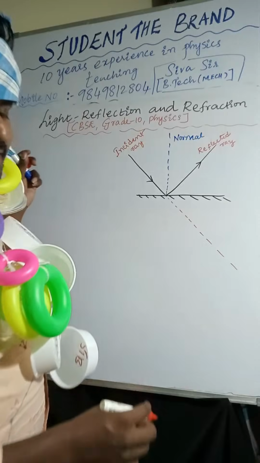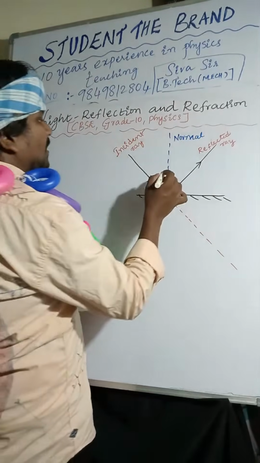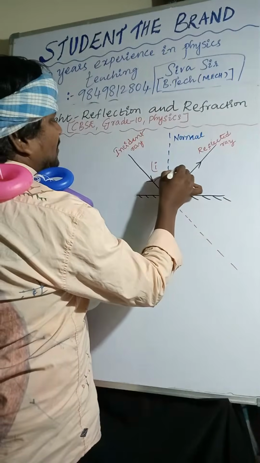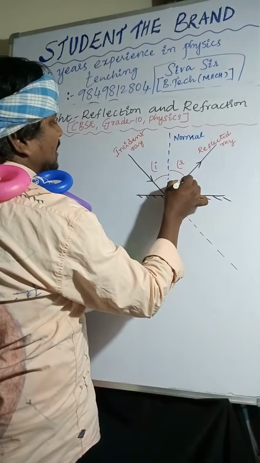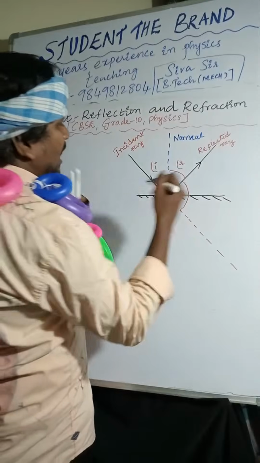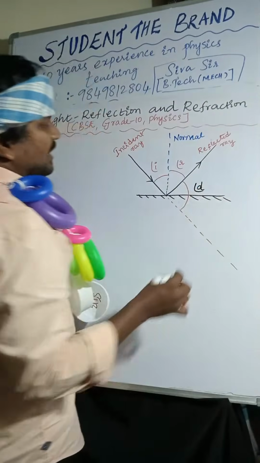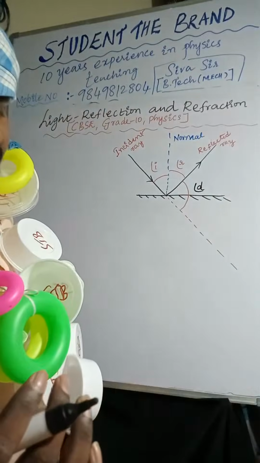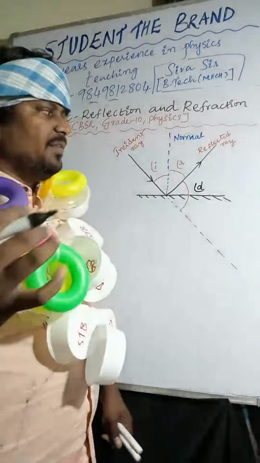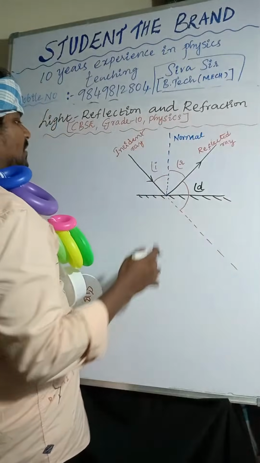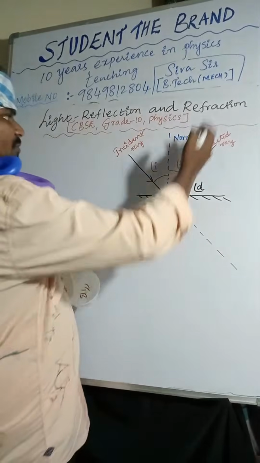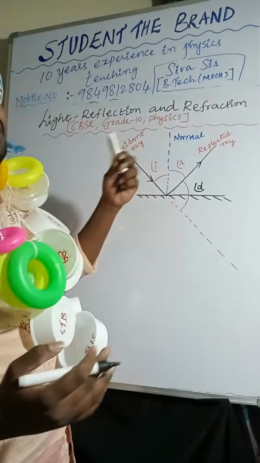The angle between the incident ray and the normal line is called the angle of incidence. The angle between the reflected ray and the normal line is called the angle of reflection. The angle between the reflected ray and the undeviated line is called the angle of deviation.